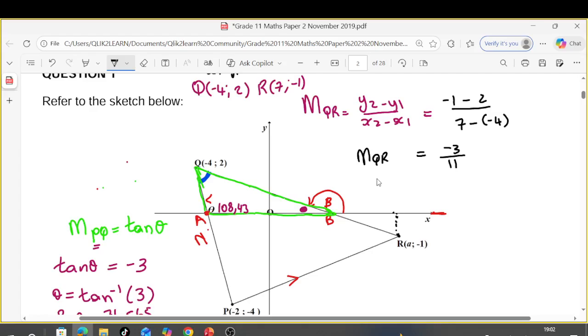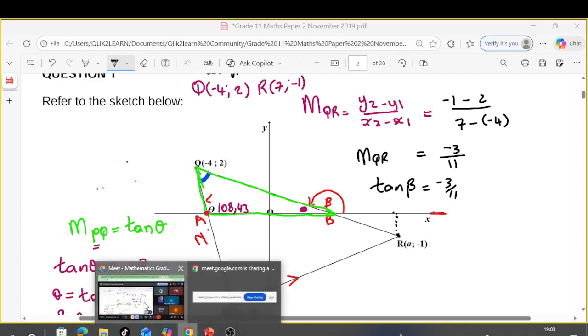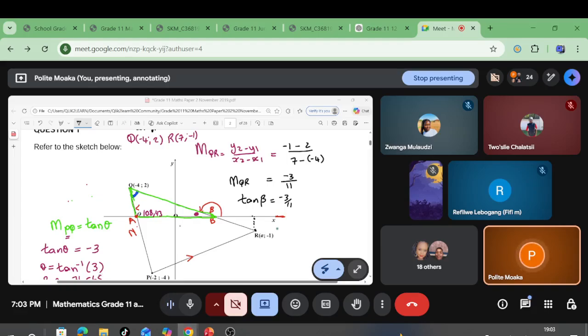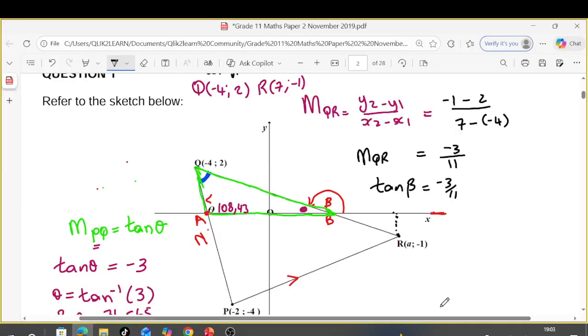So now I have this. I need to use the tan of beta, which will be equal to minus 3 over 11. The gradient is still negative. So since the gradient is still negative, beta is going to be 180 minus the reference angle. We need to first start calculating what? The reference angle. I hope you guys are with me on that. Né? We need to first find the reference angle.